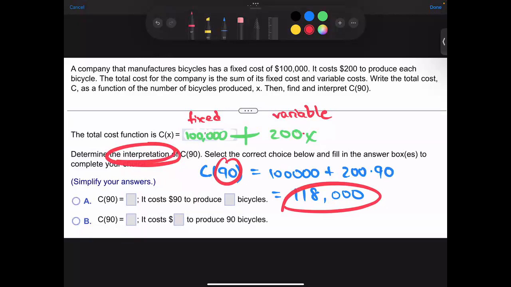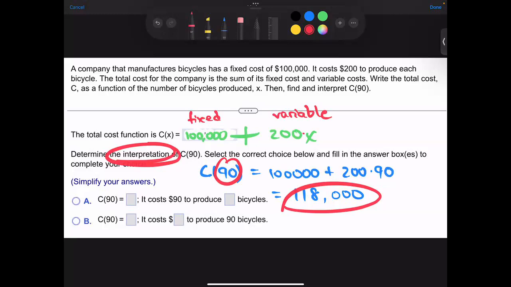Go ahead. When you use 90 for your cost per type, you have to add in 100,000 plus the $200 it costs to make per bike.